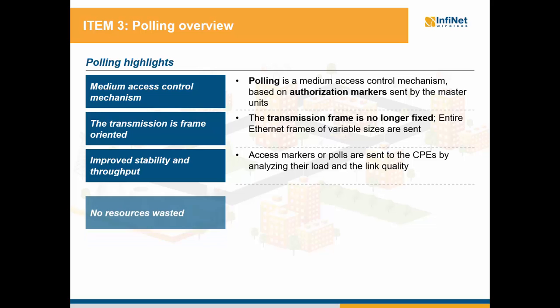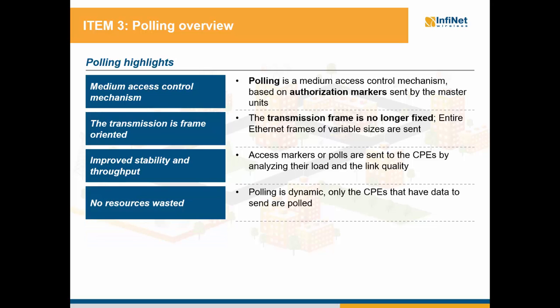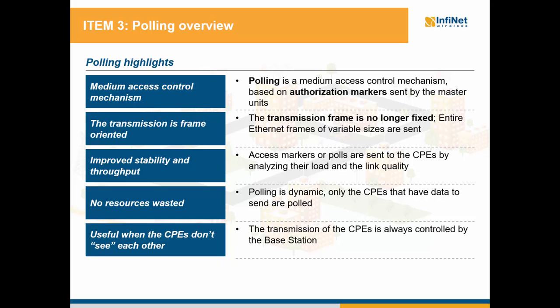It does not waste resources. Only the CPEs that have data to send will be polled, and both uplink and downlink directions are used according to the actual load. Further, a CPE will send a whole frame, and after that the channel can be used by another unit. It is particularly useful when the CPEs do not have direct visibility to the base station, so they cannot hear each other in order to avoid collisions when the standard CSMA collision avoidance wireless access method is used. And in case of polling, the transmission of the CPEs is always controlled, of course, by the base station.